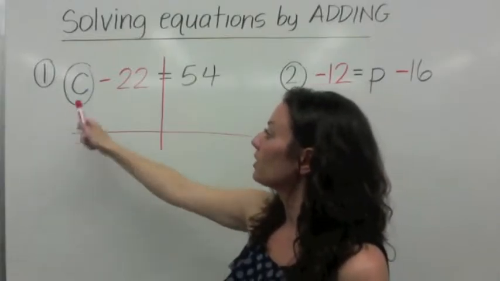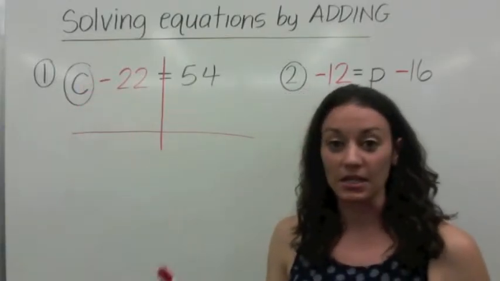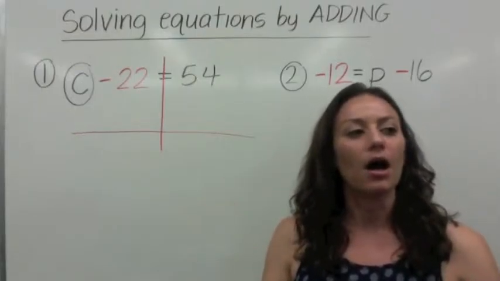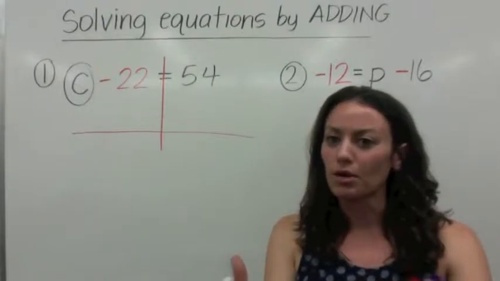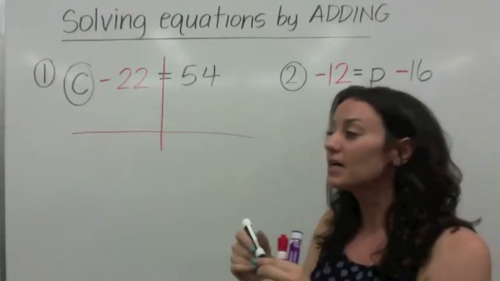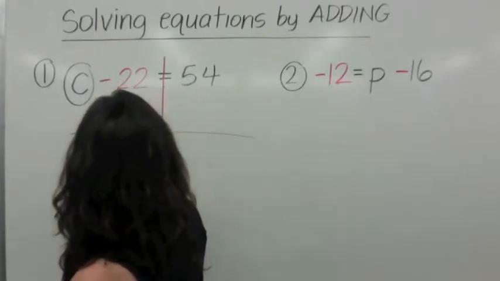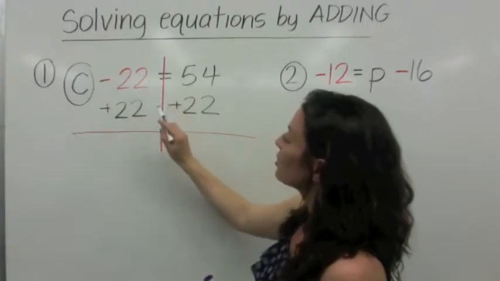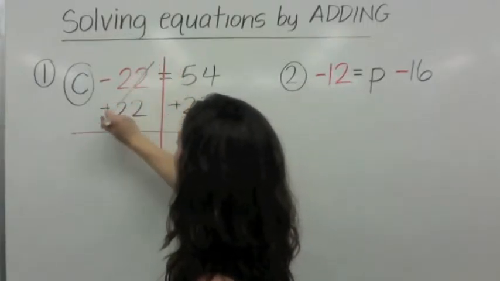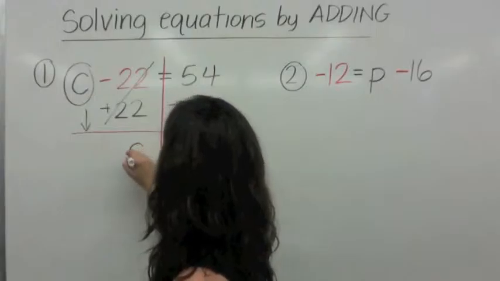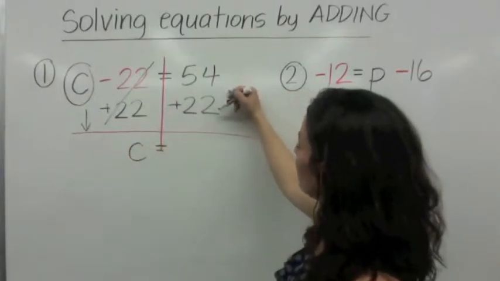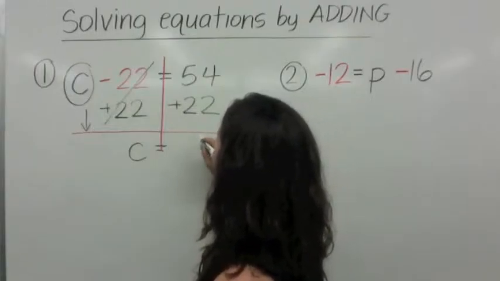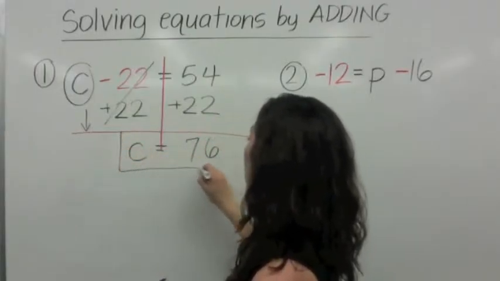Okay, so we look at C and we ask ourselves, what's next to C? It's negative 22, or you're subtracting 22. So what is the opposite of subtracting 22, or negative 22? It's positive 22. So we're going to add 22 to both sides. Negative 22 and positive 22 make 0. Then we're going to bring down the C, and C will equal 54 plus 22, which is 76. You're going to box your answer like that.